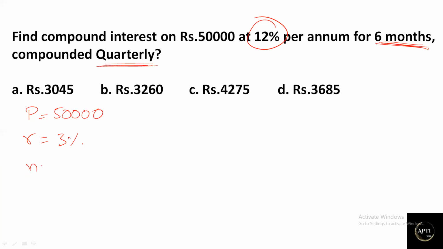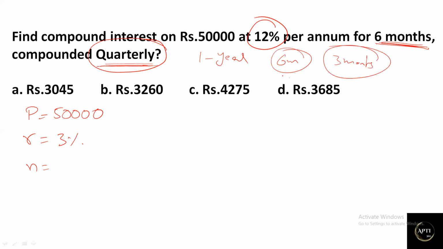Now N value. Okay, now we know that quarterly means what? If 1 year is complete, half yearly means 6 months. Quarterly means 3 months, correct? This is half yearly and this is quarterly. Now in the given 6 months, how many quarters are present? Quarter in the sense 3 months. So two sets of 3 months are present. So can I say that N value is nothing but 2?